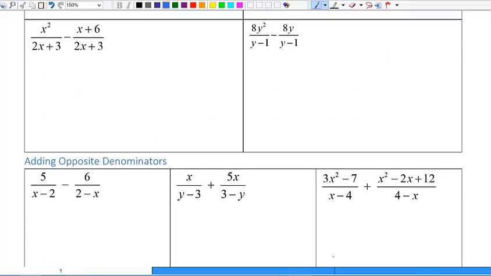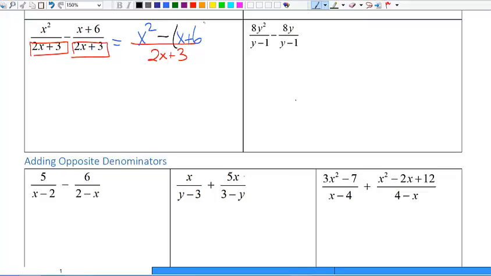On the next problem, notice that we have 2x plus 3 on both denominators, so that denominator is going to stay the same, 2x plus 3. In the numerators, we have more than one term on the second numerator, so we need to be a little bit careful here. I have x squared on my first numerator, and then I have x plus 6 on the second numerator, but in this case we have a subtract sign.